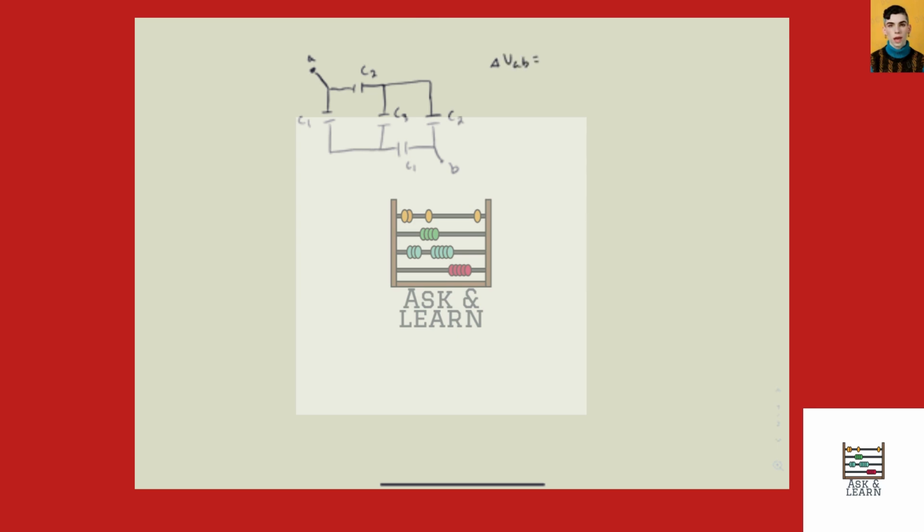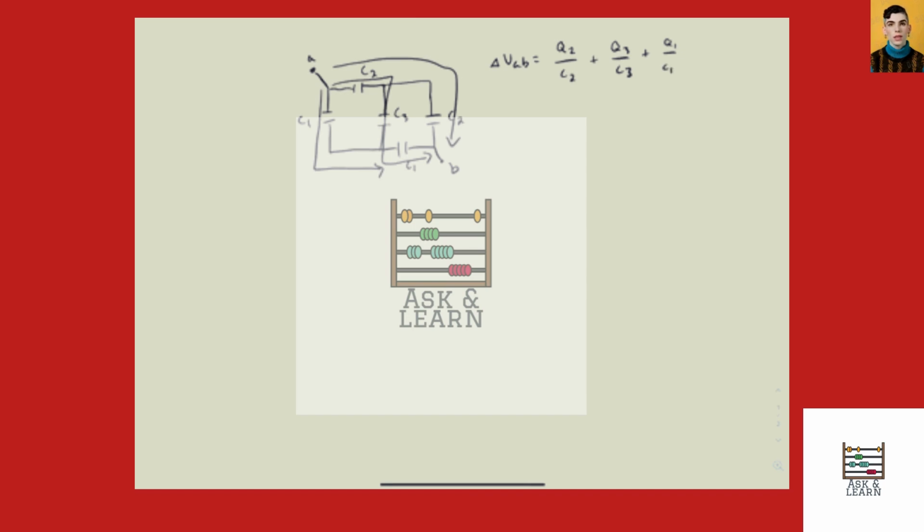Well, let's see, I can take a couple different paths. I can take this path, I can take this path, or I can take this path. So for the middle path, I can do it as a sum of voltages for each capacitor. So the voltage is charge over capacitance. So Q2 over C2 plus Q3 over C3 plus Q1 over C1.